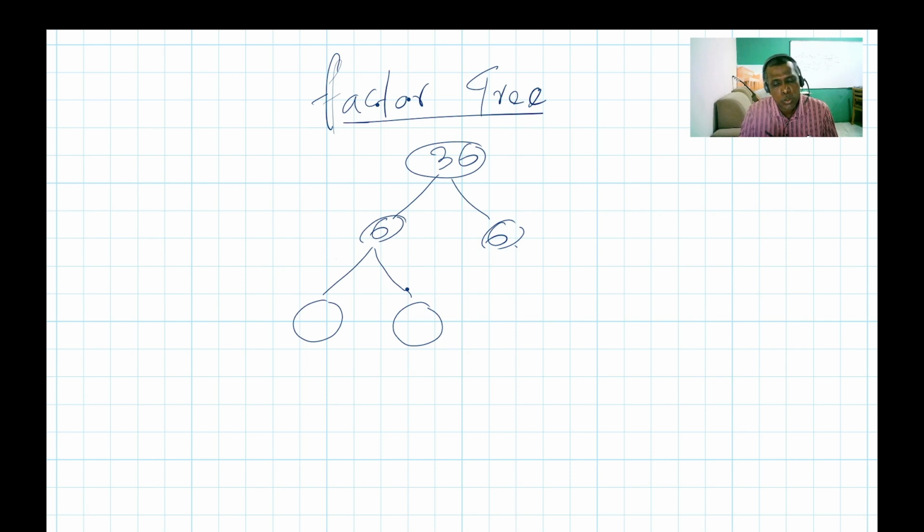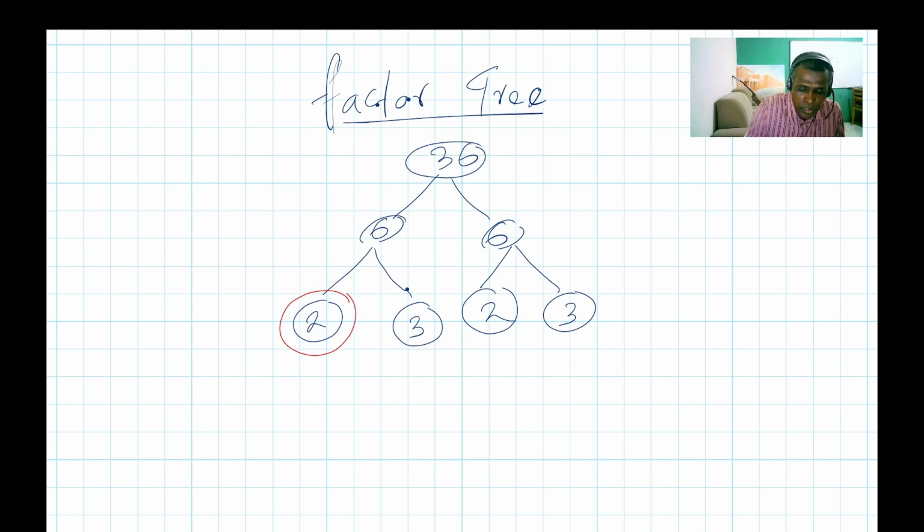6 can be made with 2 times 3. Again, this 6 also comes 2 times 3. Is there any way to build 2? That is only 2 times 1. 3 is also 3 times 1. That means these are the ends of the tree.